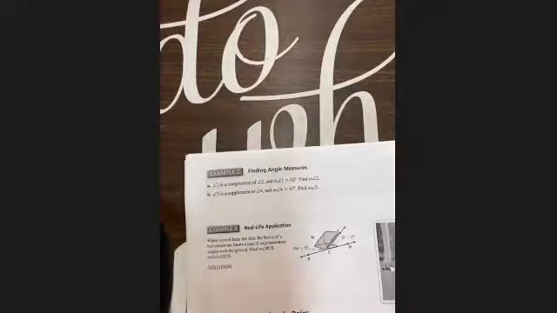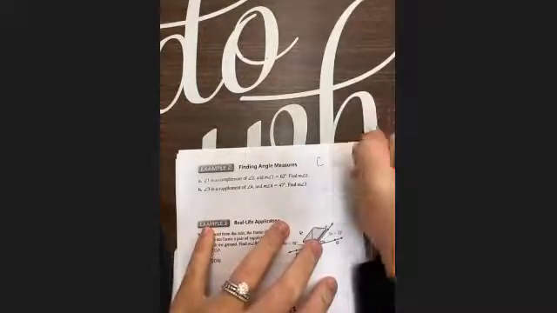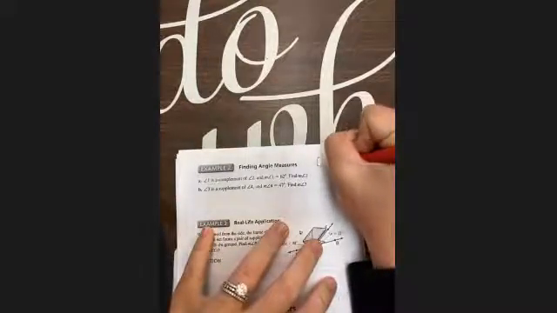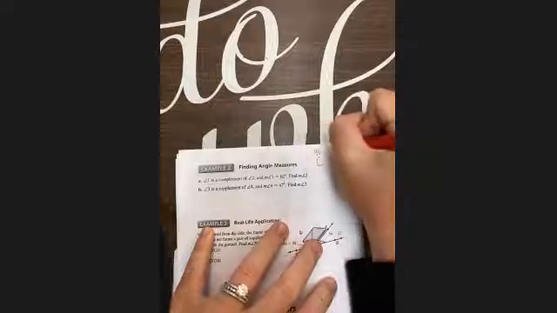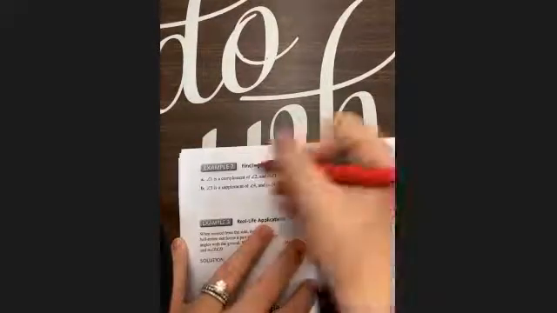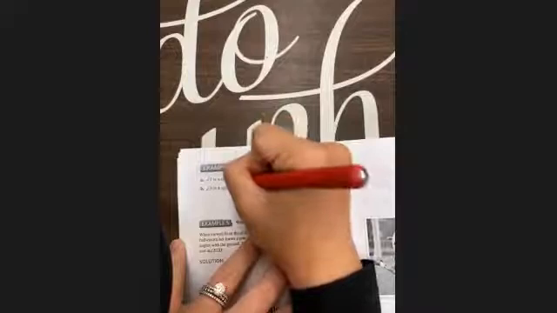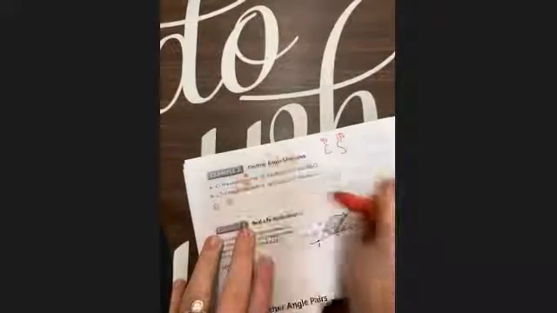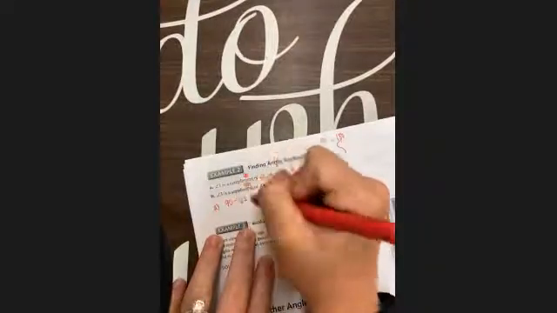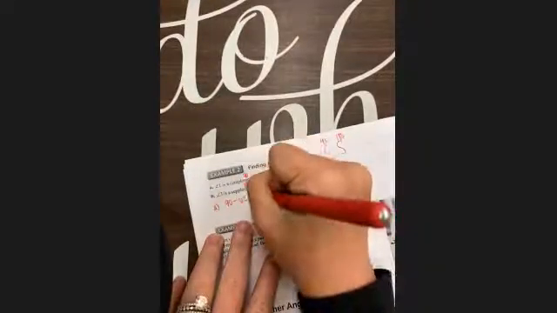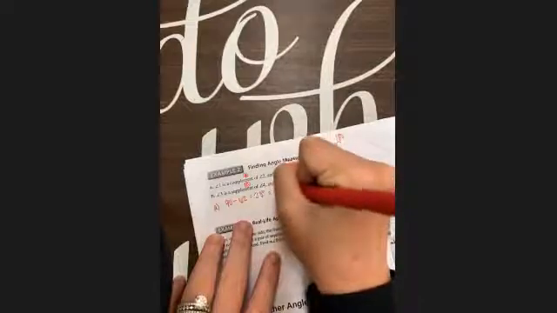And remember, C is half of S. So C is 90, S is 180. So this one is 90, this one is 180. So 90 minus 62 would leave me with 28 degrees, which is equal to the measure of angle 2.